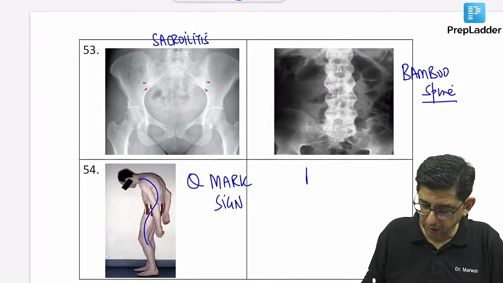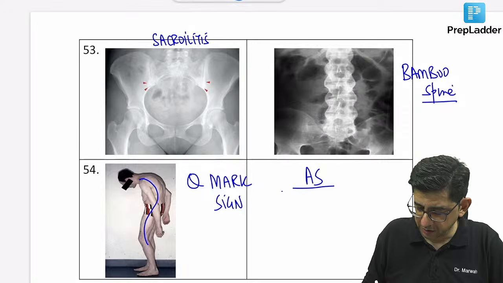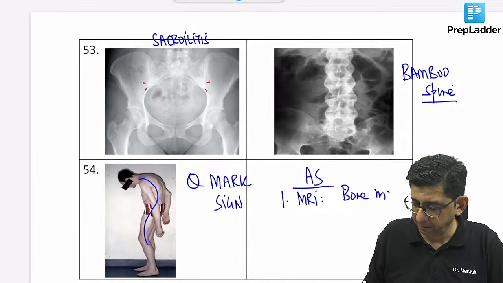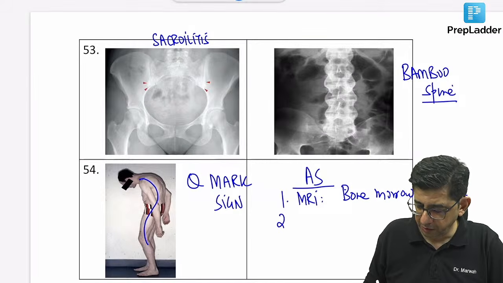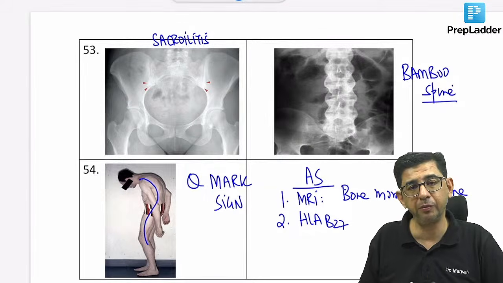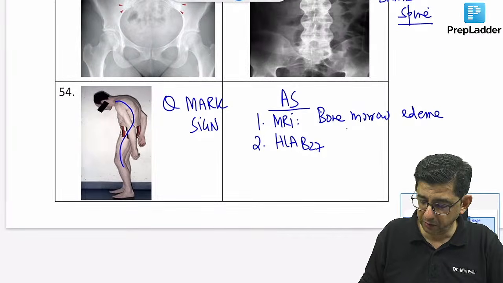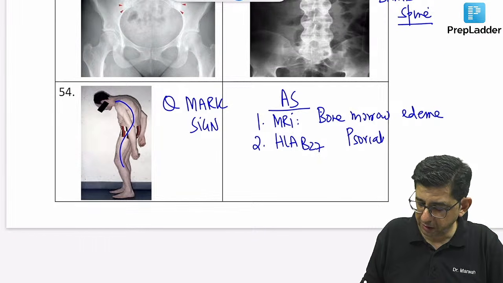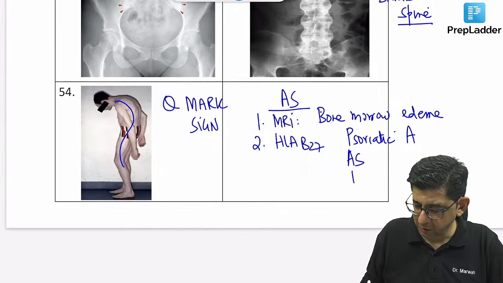Yes. This is ankylosing spondylitis. In ankylosing spondylitis, we need to do an MRI. The MRI should show us evidence of bone marrow edema. HLA-B27 positivity alone is not sufficient for diagnosis of this condition. HLA-B27 positivity can be seen in psoriatic arthritis, ankylosing spondylitis, inflammatory bowel disease, and reactive arthritis.